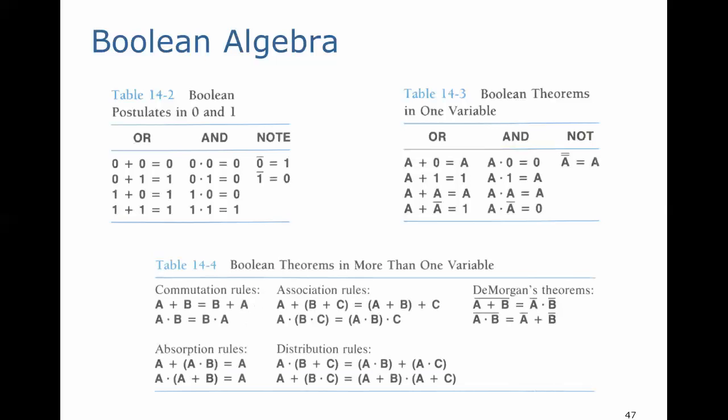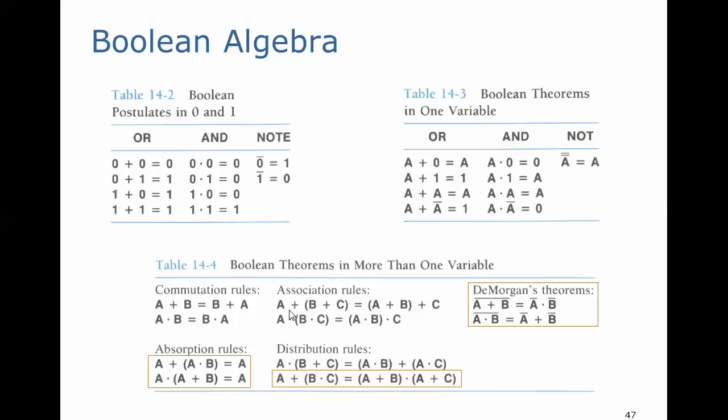Now we get a little more interesting. Let's look at some Boolean theorems in more than one variable. We have some that are going to be familiar from regular decimal arithmetic, and then some that are going to seem a little different. We'll talk about the different ones in a minute. If you think of commutation rules, a plus b is equal to b plus a, and a times b is equal to b times a. That's what we might expect.